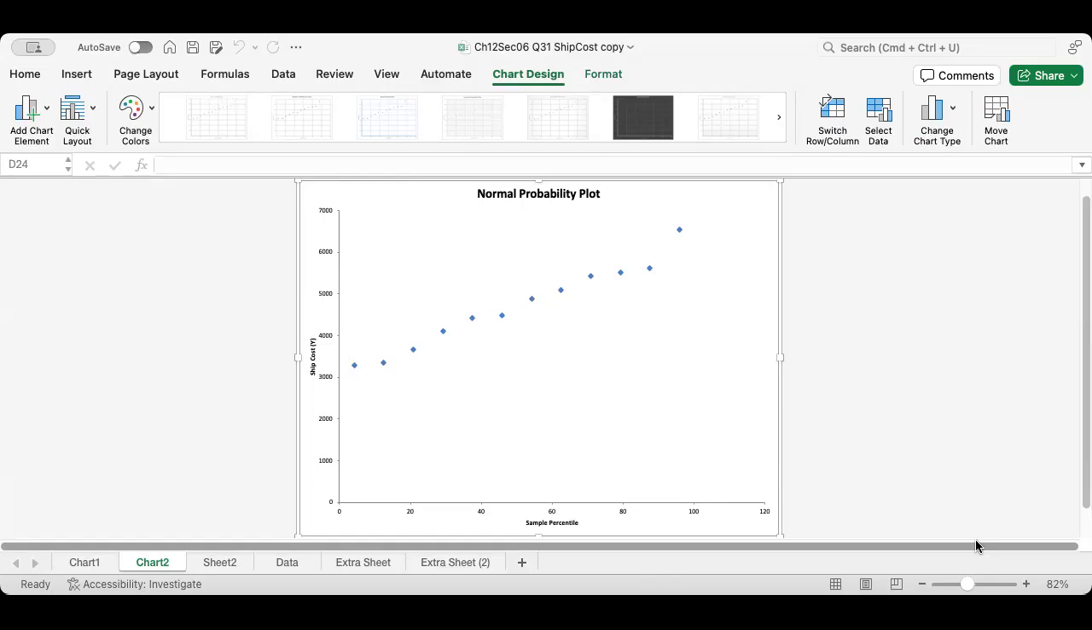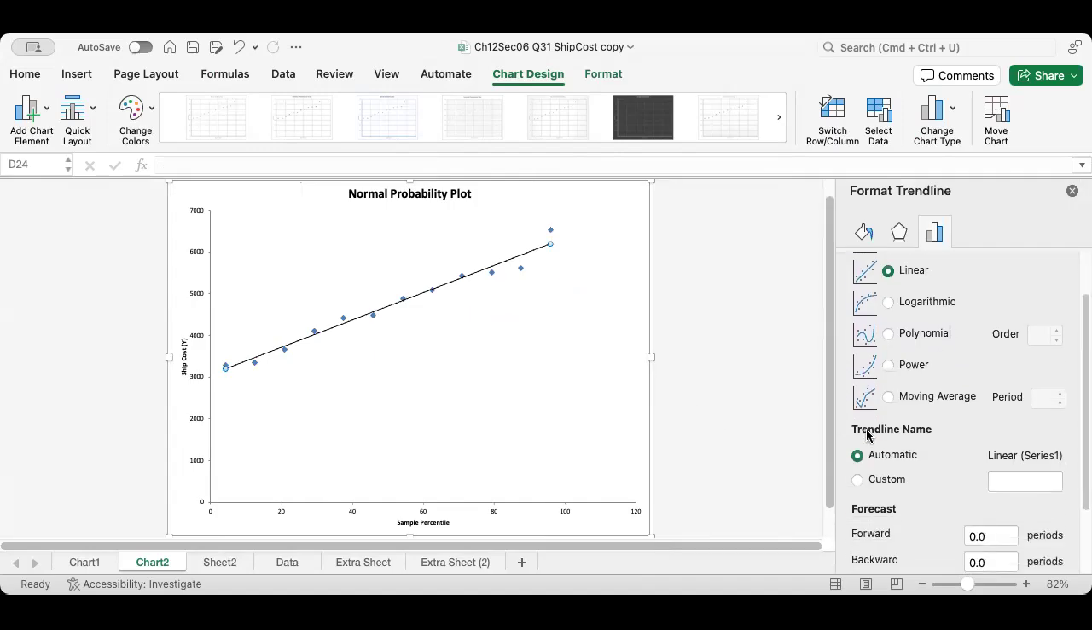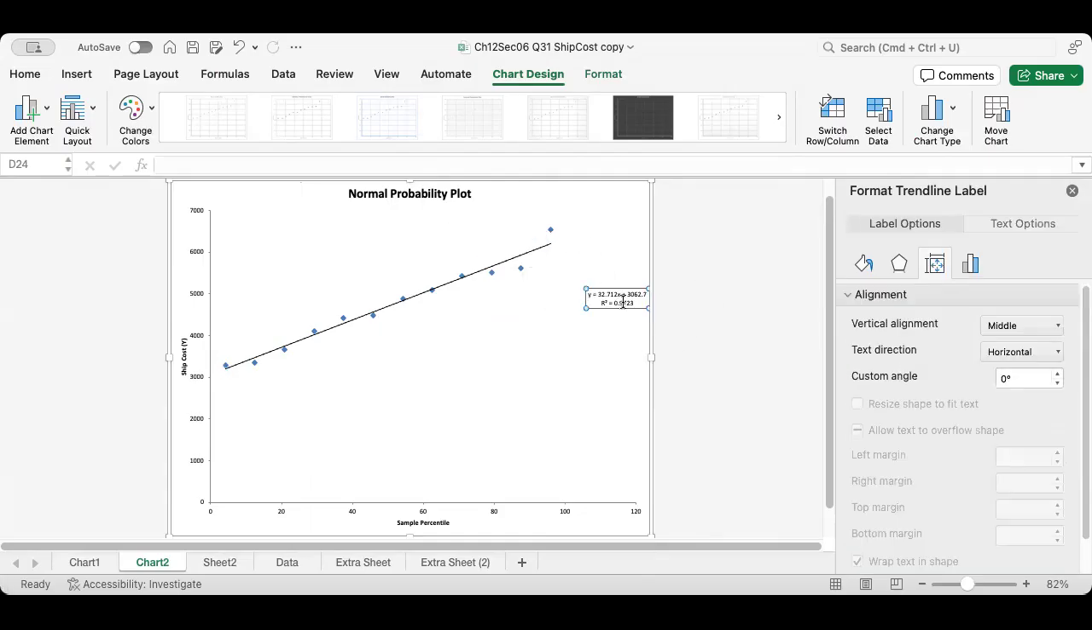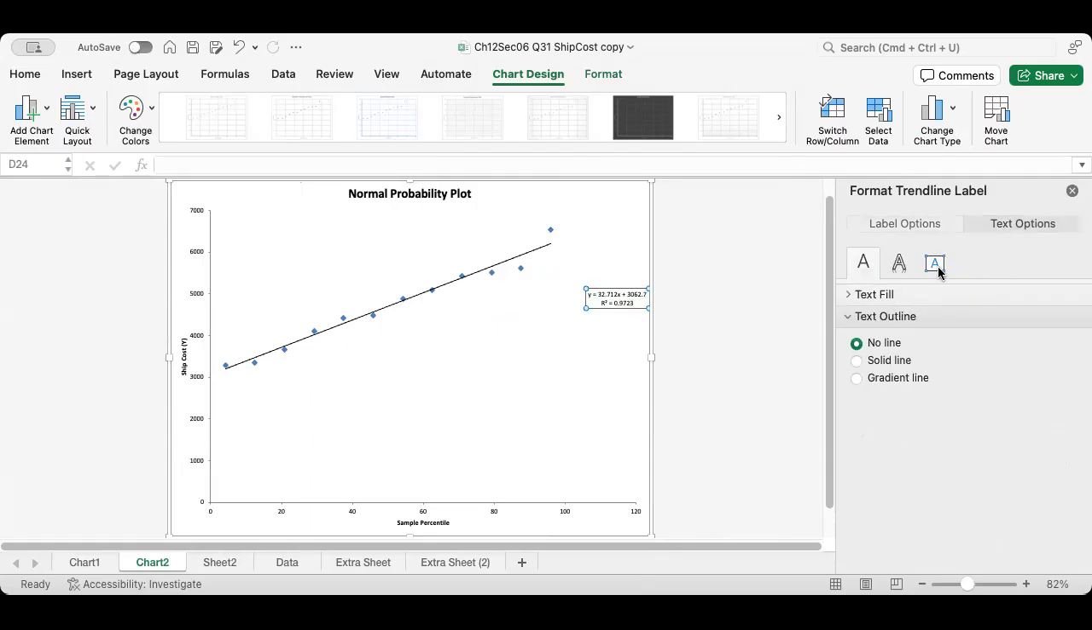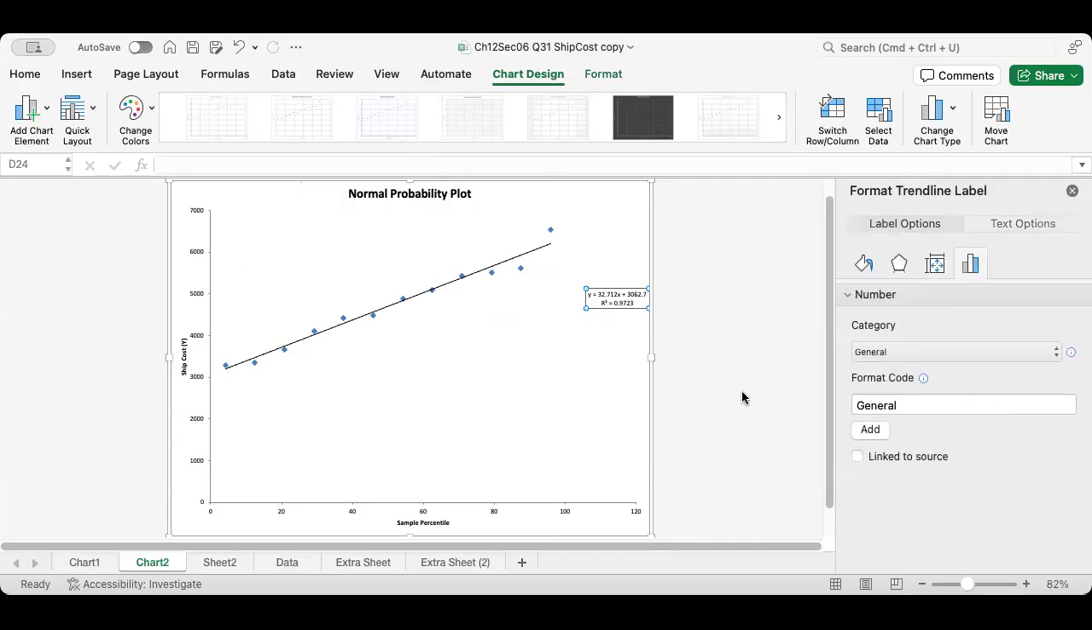I could actually find the regression on this, couldn't I? I could say, let's look at this data and add a trend line. And on that trend line, let's find an R value. Look at that. It's kind of hard to read at the moment. Let me make the font bigger. Text options. Where's my font? Label options? Screw it. We'll just grab it and make it bigger.